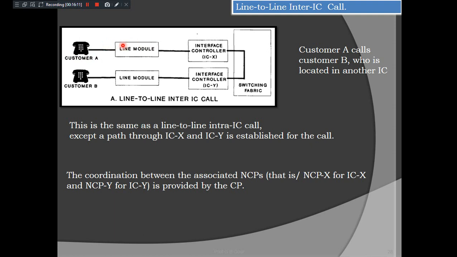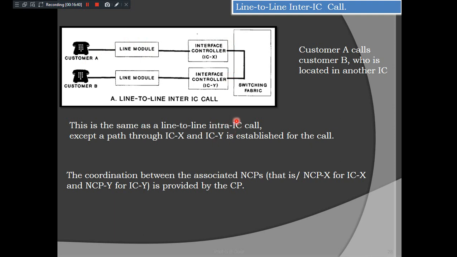Okay. Then customer A will be here once again. Whether customer A's call request is genuine or not is also checked in the line module by checking the line fault. After checking that the call origination request by A is genuine, the LM will contact the ICX to authenticate or verify customer A by looking into the table kept with the NCP, that is at level 2.